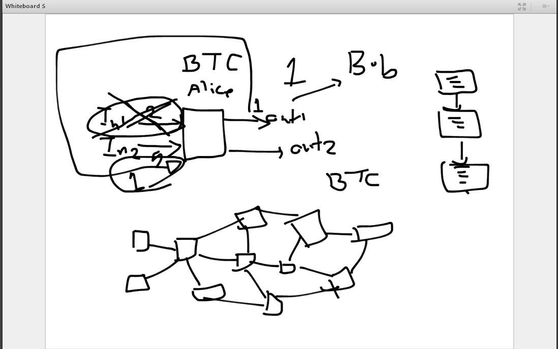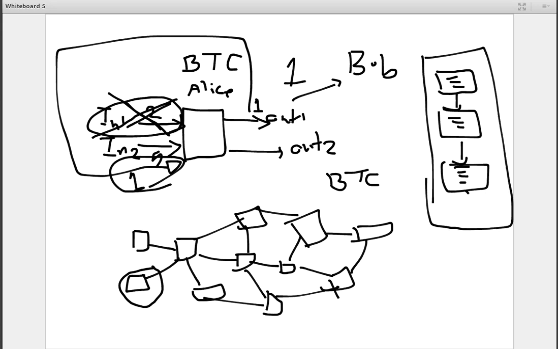Please note, each node in the network has a copy of the complete blockchain, all the blocks. So all the nodes of the network, by the network I mean the Bitcoin network, should have a copy of the blockchain.